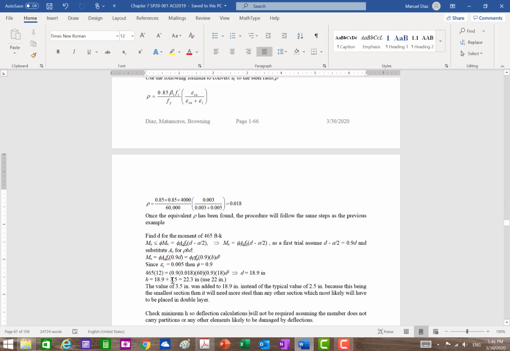Okay, we add to that 3.5. Why am I adding 3.5? Because I'm dealing with the maximum amount of steel, right? And what's going to happen with the maximum amount of steel? Lots of bars. So there is a chance that I may go into double layer. So just to cover that possibility, I'm adding 3.5. So that gives me 22.3, right? And I use 22.